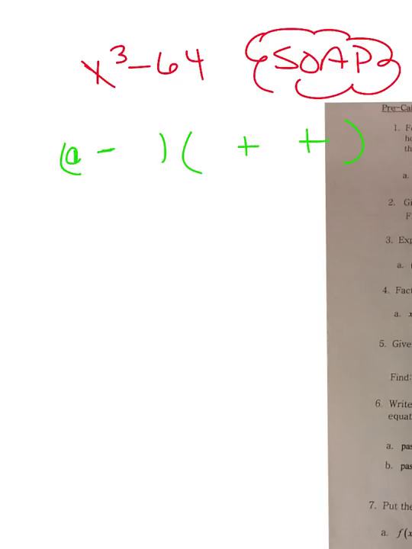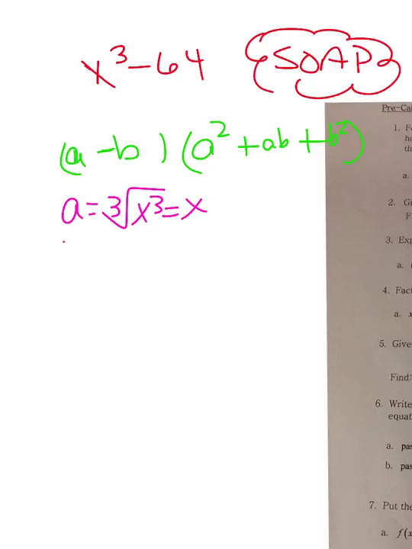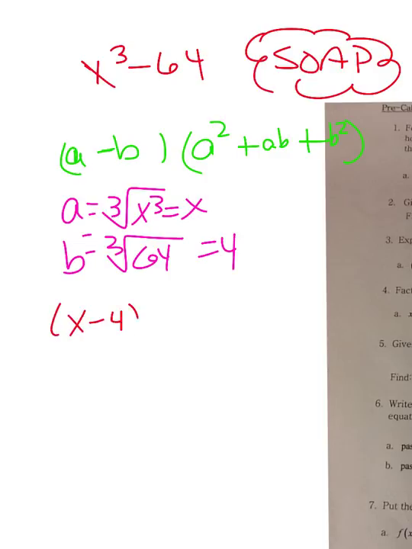In the first parentheses, it's A - B. In the second parentheses, the front ends are your A² and B², and in the middle is AB. So now we need our A and our B. A is the cube root of x³, which is x. B is equal to the cube root of 64, which is 4. Once you have that, it's just plugging it in. So it's (x - 4)(x² + 4x + 16), where 4x is x times 4, and 4 squared is 16.